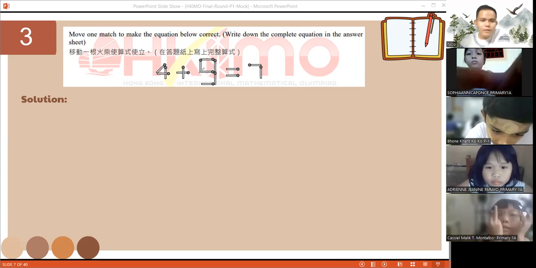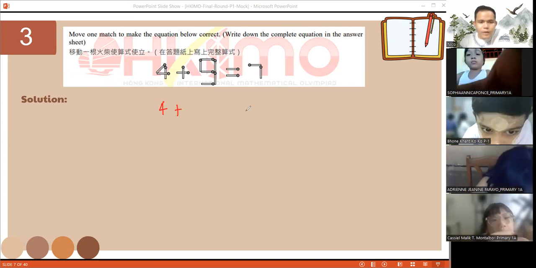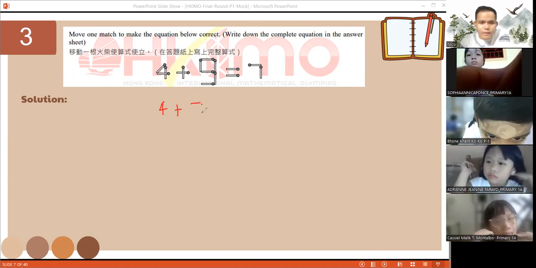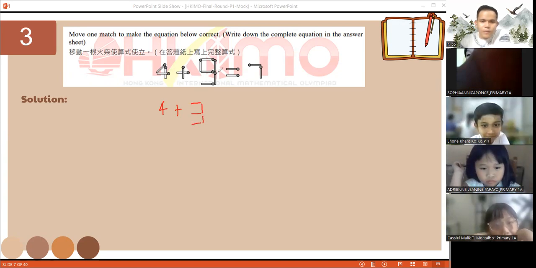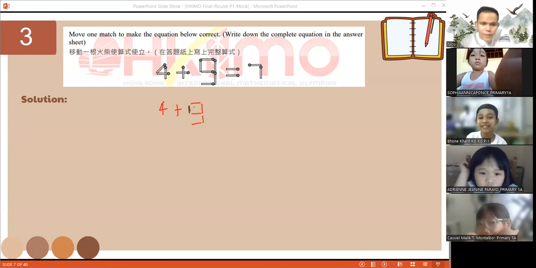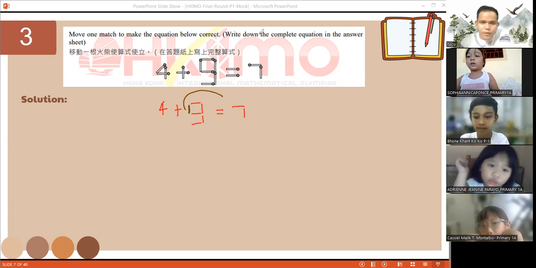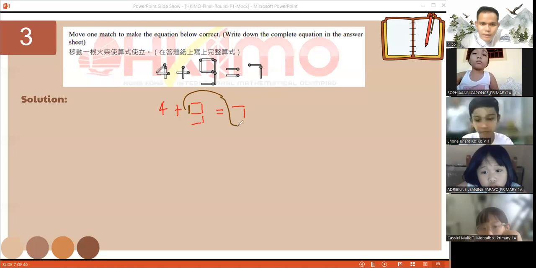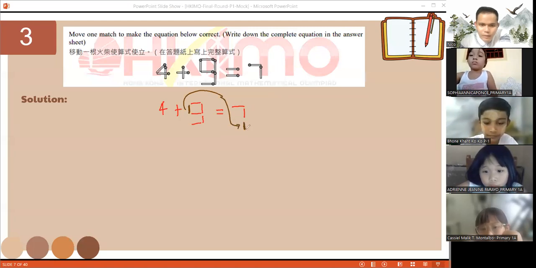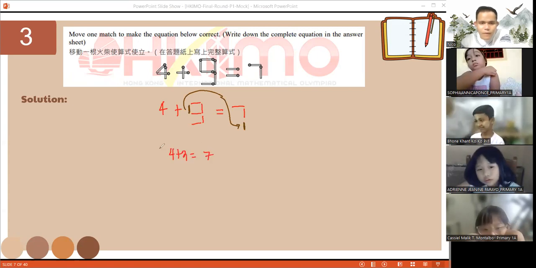We should make this 4 plus 3, right? In matches, it's 4 plus 3. So the one match here, let's say we write it in color brown, we transfer it to the other side. This is match 1, match 2. So to make this one correct, we transfer the match here. It will look like that. So this is now 4 plus 3 is equal to 7.